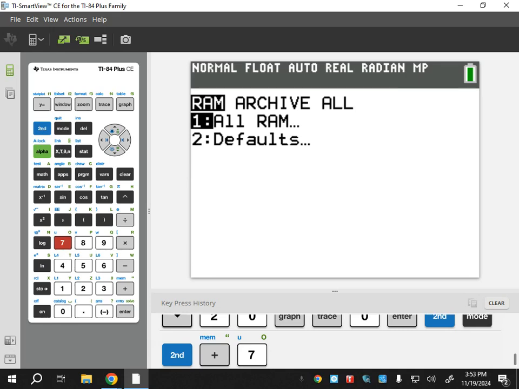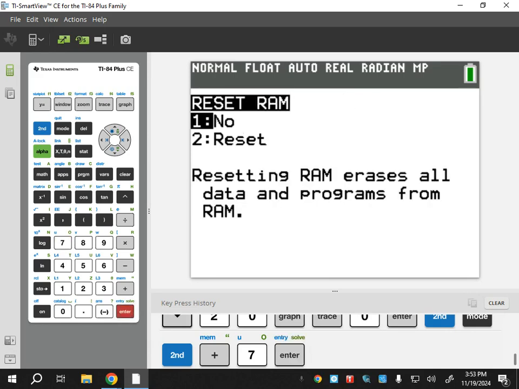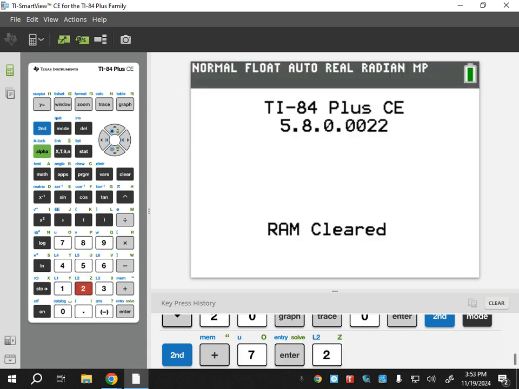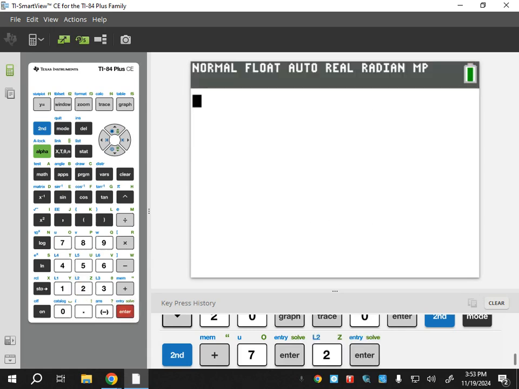Now it's asking us, do we want to reset? We're going to say yes to reset all the RAM. And then we're going to click 2. And we've reset our calculator, which means everything should be clear. Everything should be fresh. There's also a little reset on the back of your calculator that you can push a pencil into, and that'll reset the calculator as well.